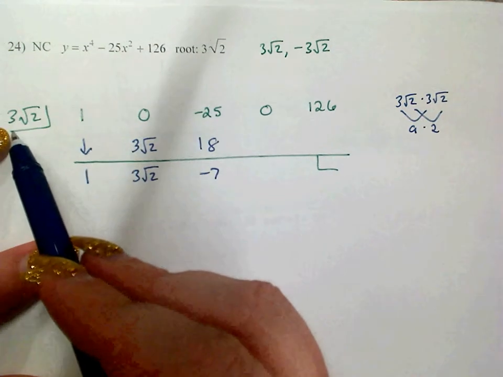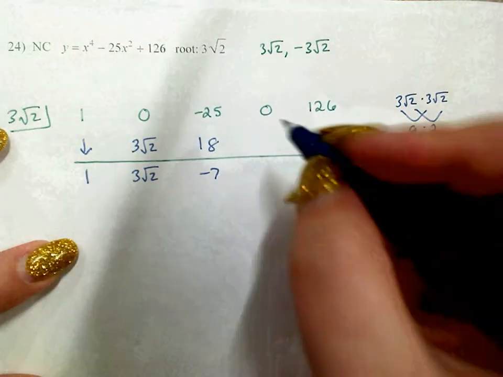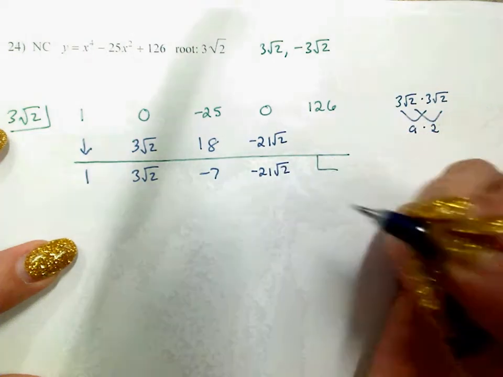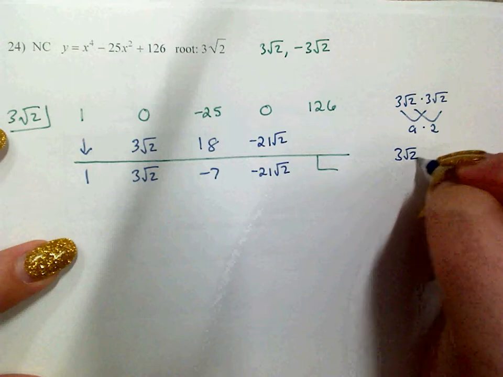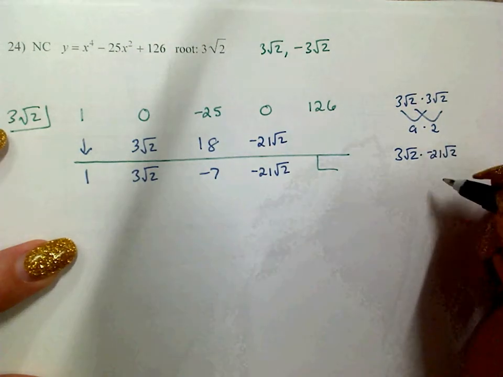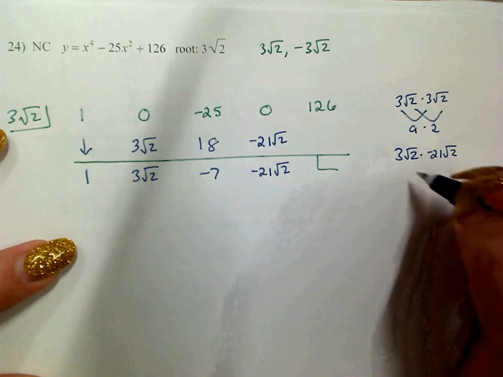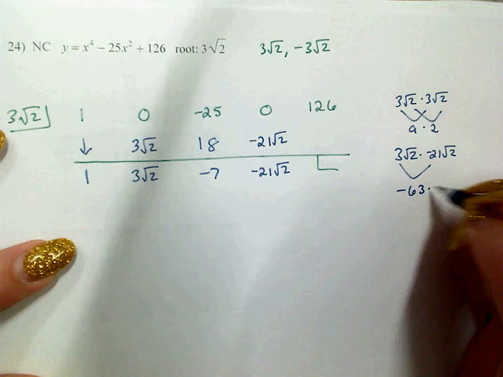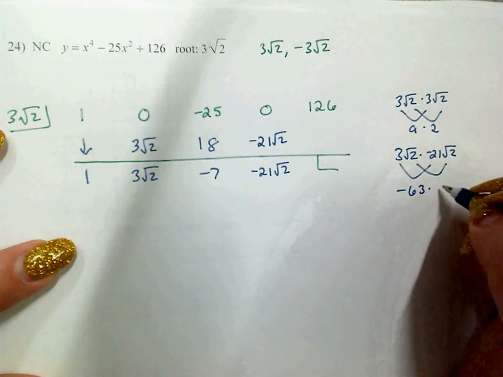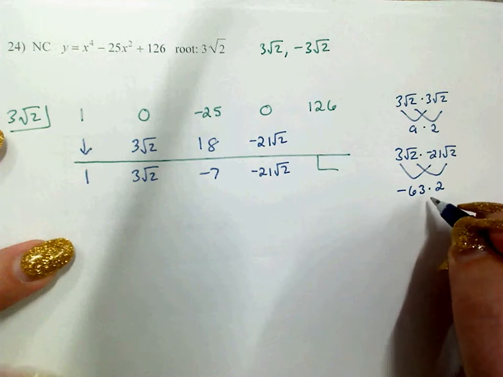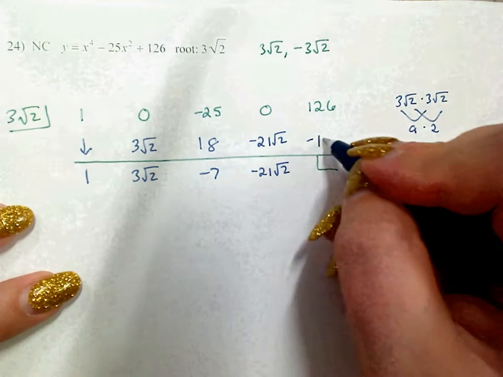Add and you get negative 21 root 2. So I've got 3 root 2 times negative 21 root 2. I'm not writing it out because I have to distribute, so we can see the multiplication. What's 3 times negative 21? Negative 63. And then what's root 2 times root 2? 2. 2 times 63 is 126, so negative 126. Remainder, 0.